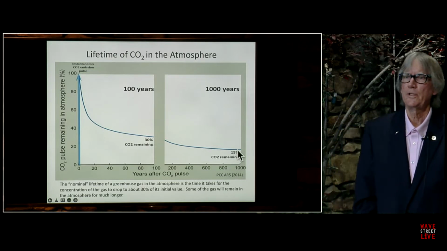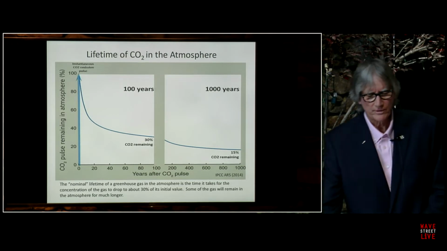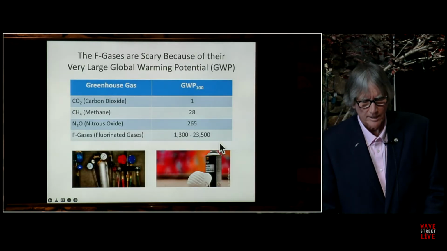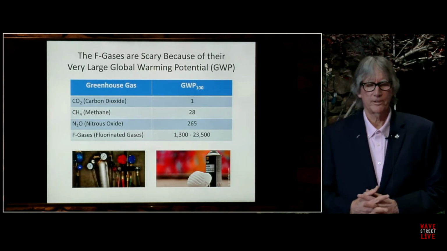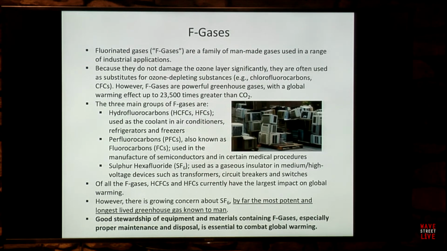So, when you're driving your car, you're putting CO2 in the atmosphere through the tailpipe. Most of it is gone in 100 years, but some of it is still going to be out there even 1,000 years from now. Now, the F gases, the fluorinated gases, are particularly scary. They're actually not producing a whole lot of warming now. They're pretty low on the list. But they're particularly scary because their global warming potential is so large. Somewhere in the range of 1,300 to 23,500. So let's talk about these F gases. They are a family of man-made gases used in a range of industrial applications.